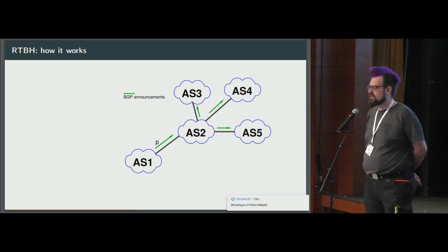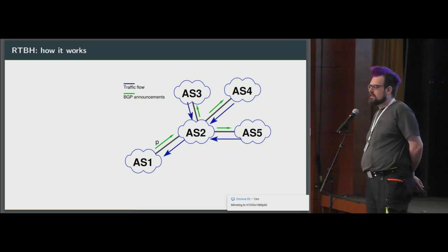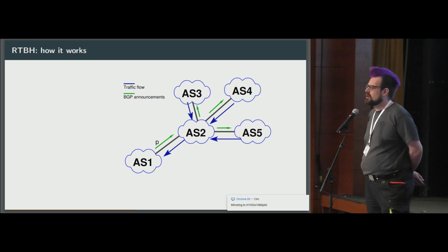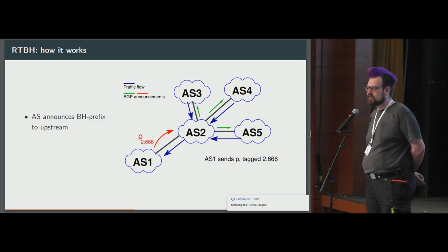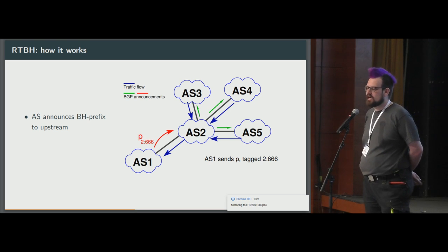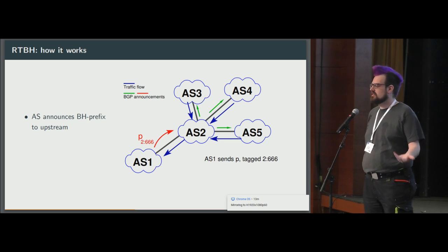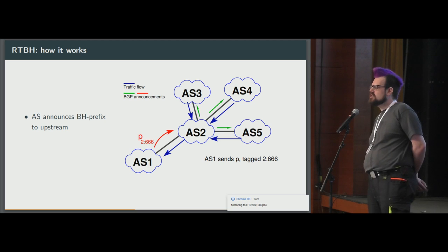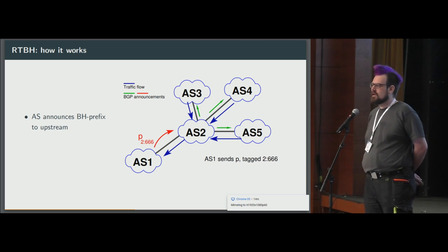AS1 is announcing a prefix to its upstream AS2, and then receiving traffic. This is expected behavior. Sometimes you have the problem that you receive more traffic than you actually want to attract. We call this a denial of service attack. And one mitigation is AS1 signaling to AS2 that it wants to black hole a prefix. Usually this is done in-band in the same BGP peering session, where the normal BGP announcements are being sent. But there are also cases where it's a special BGP session, which has other problems, but not the ones mentioned here.